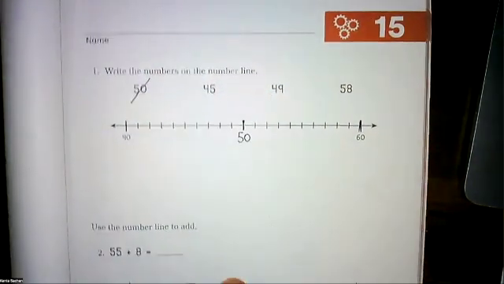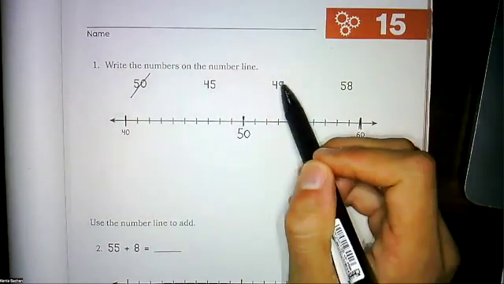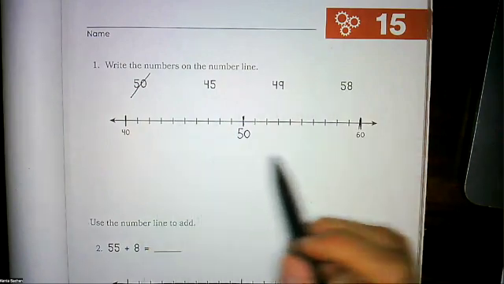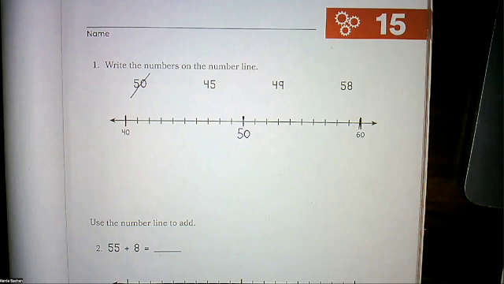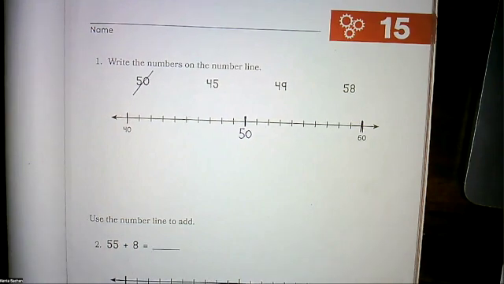Okay, so let's take a moment here to write these 3 numbers on this number line. Okay, I want you to do this by yourself. You got 1 minute.